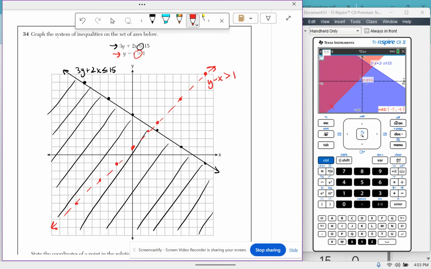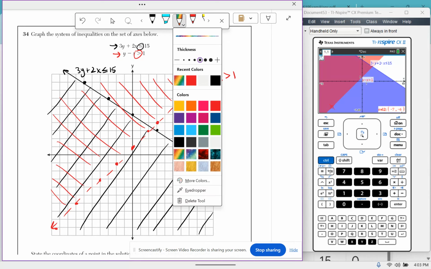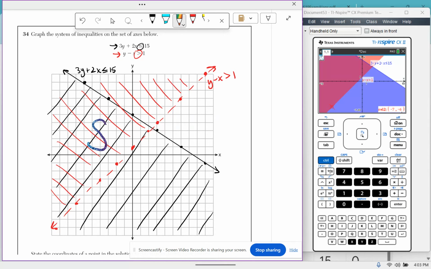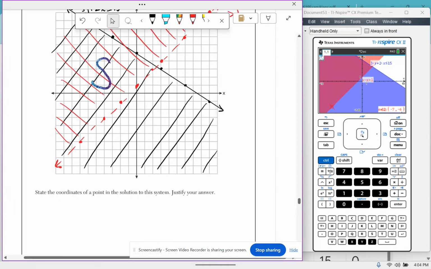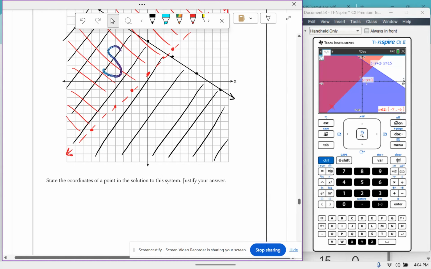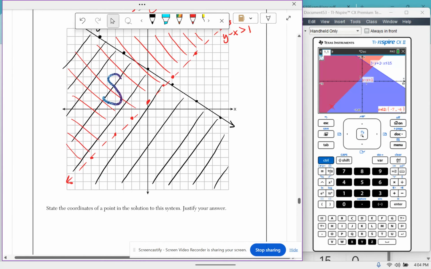And then on the picture, it looks like they shaded up. And then I'm going to mark my solution region with a big S. And that is the region that contains all the solutions. So it says state the coordinates of a point in the solution to this system, justify your answer. So I just have to pick a point that's in the S. I'm going to pick one that's safely in the S, not right on the line. I know you guys love to live on the edge here.